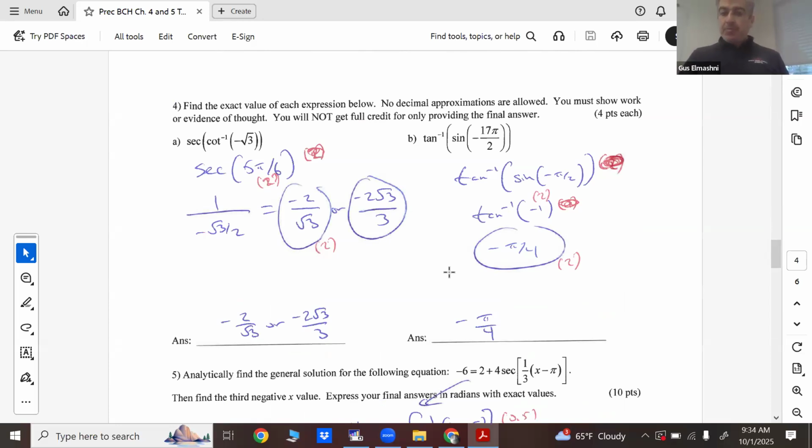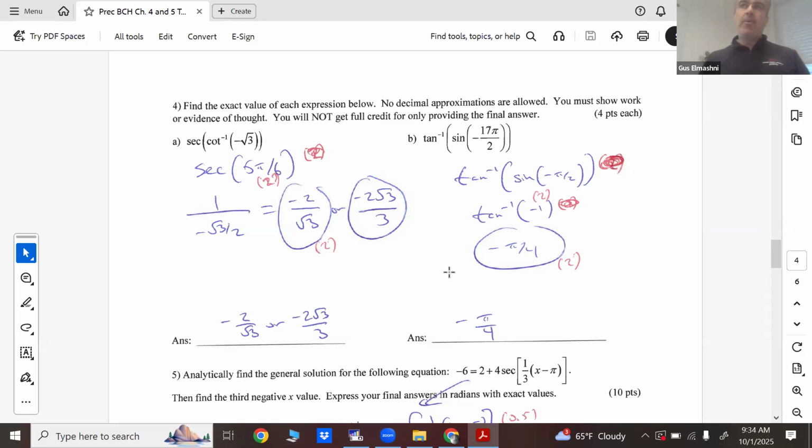But part B, -17 pi over 2. If you think about it, that's -16 pi over 2 minus pi over 2, because -16 pi over 2 is -8 pi. If you do -8 pi, you go around 4 times, but clockwise. And if you go negative pi over 2, you land on the negative y-axis. Hence the y-coordinate there is -1. Inverse tan of -1, of course, is negative pi over 4. So you say negative pi over 4.